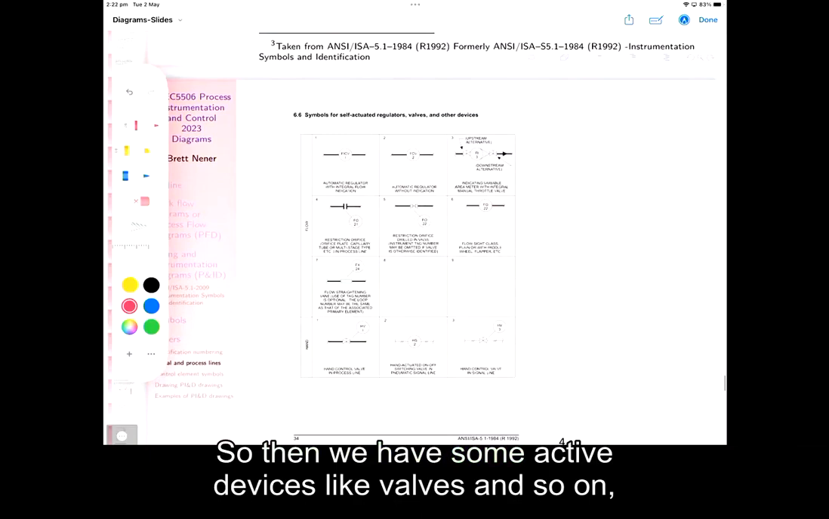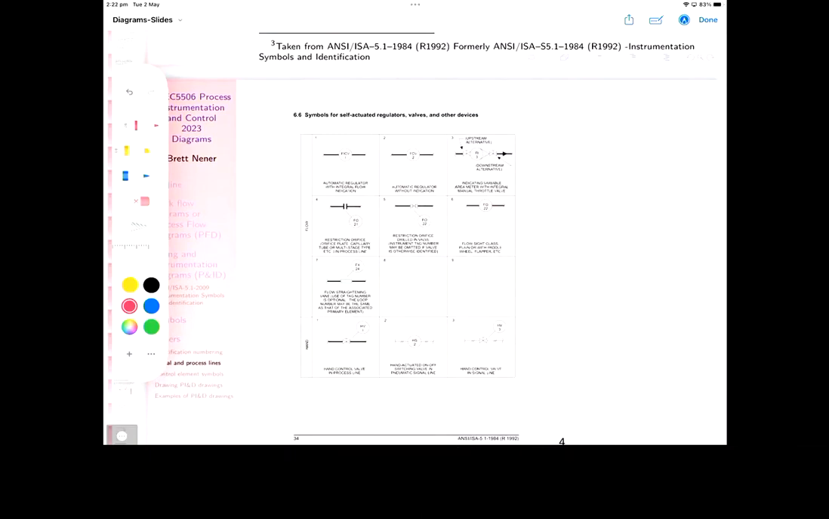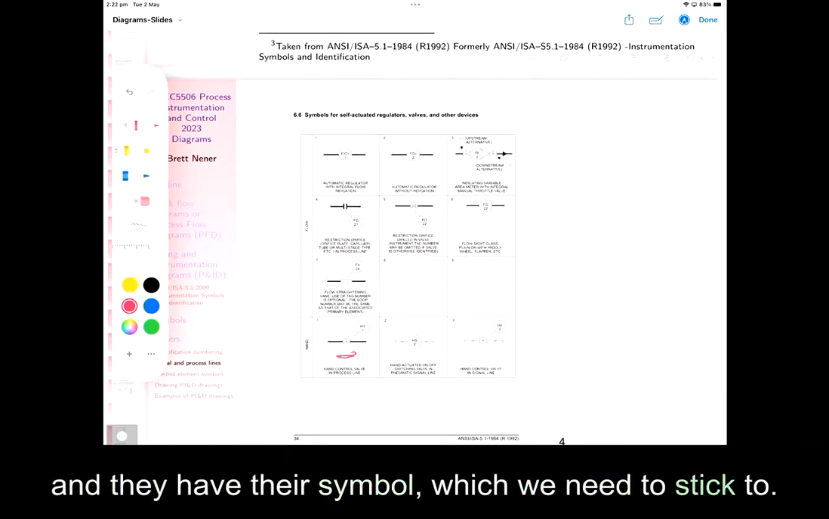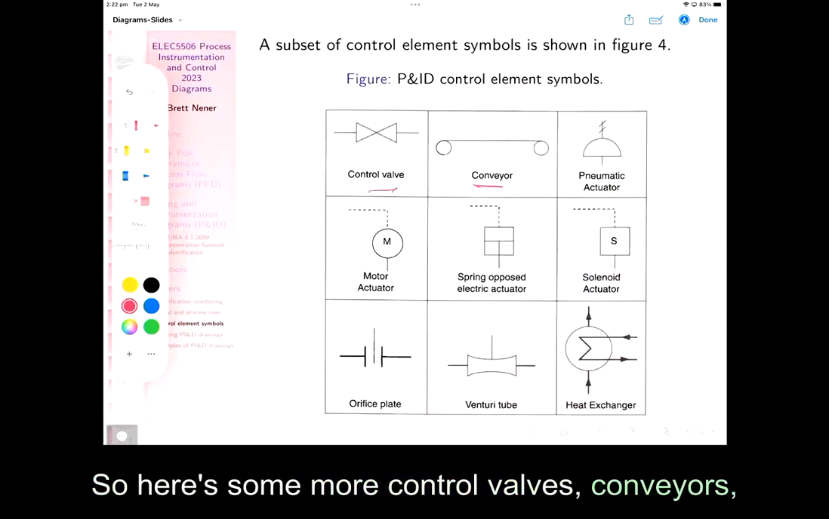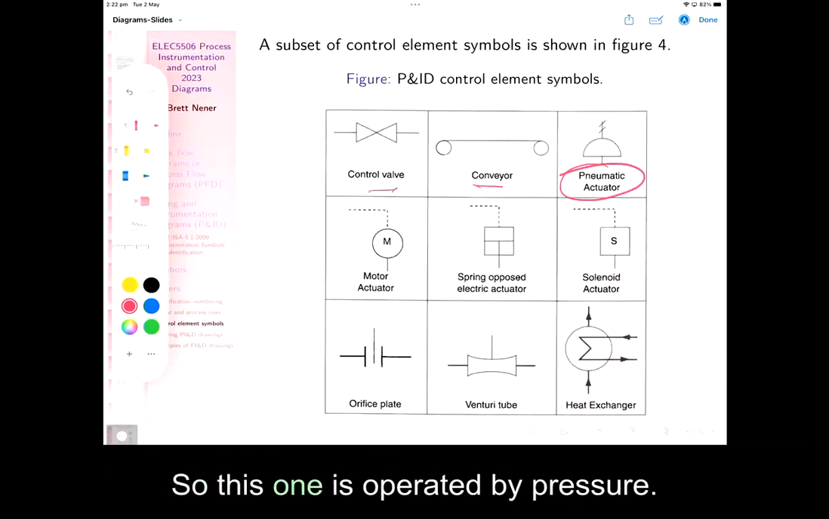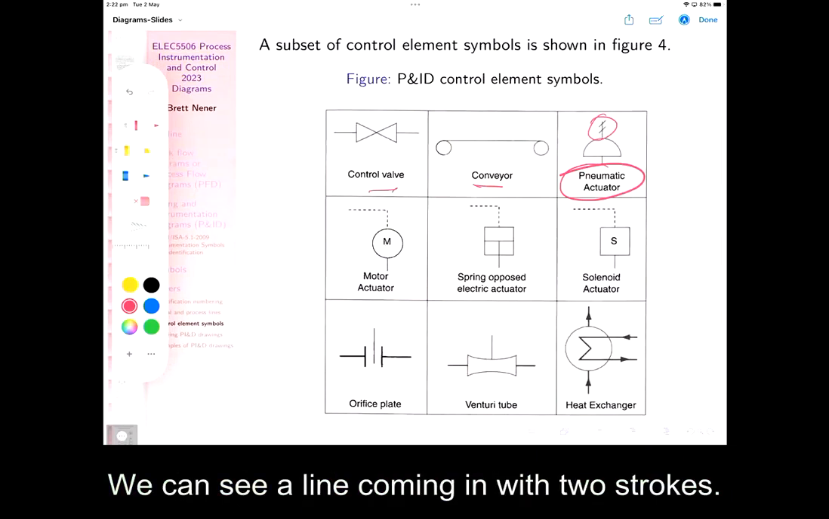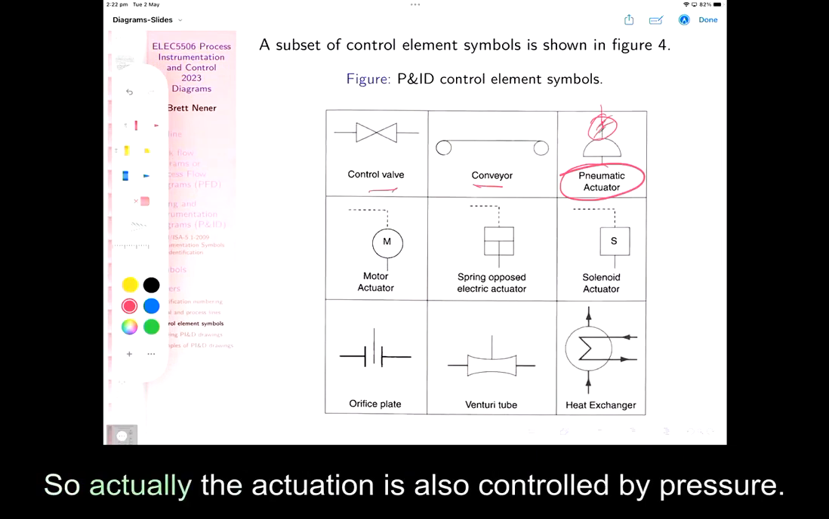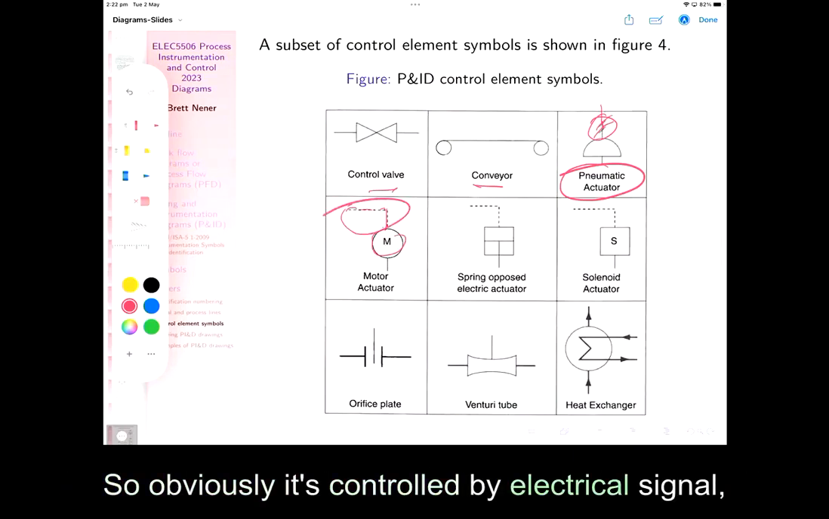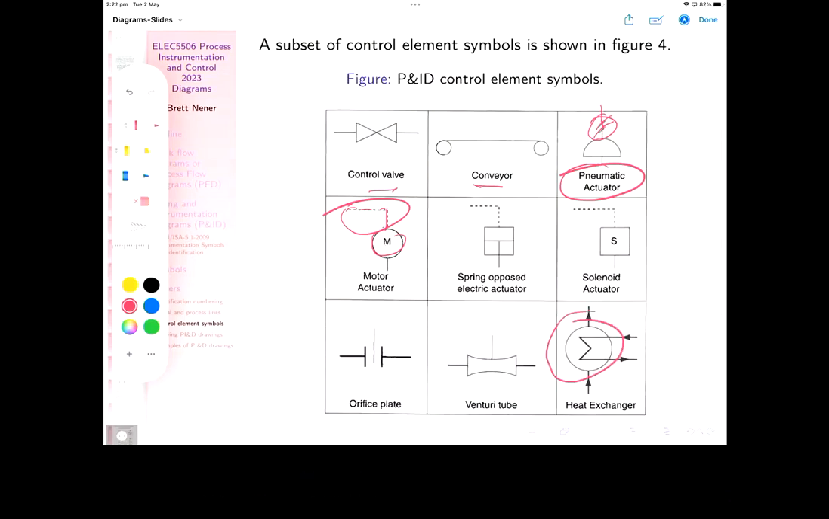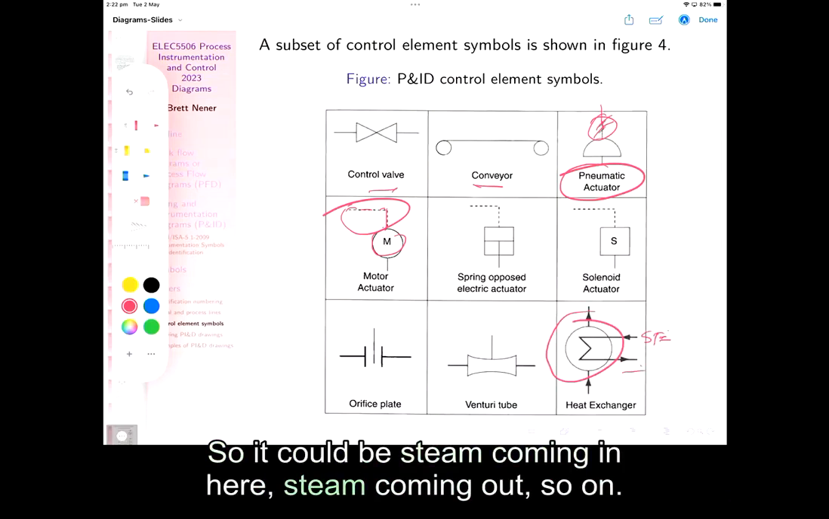Then we have some actuating devices like valves and so on, and they have their symbols, which we need to stick to. So here are some more control valves, conveyors, pneumatic actuators. This one is operated by pressure. We can see a line coming in with 2 strokes, so actually the actuation is also controlled by pressure. Here we have a motor with a dash line coming into it, so obviously it's controlled by an electrical signal. Heat exchanger, so it could be steam coming in here, steam coming out, and so on.